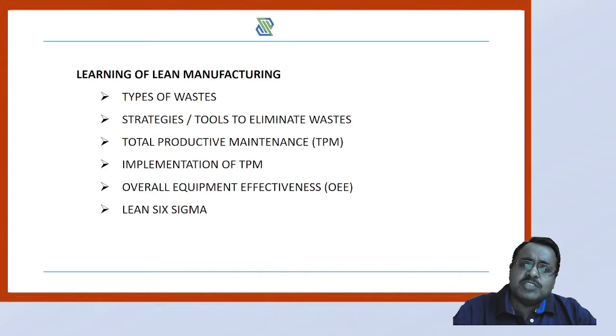How many types of waste there are and how to control them, all these things. Then strategy and tools to eliminate this waste. Many of these wastes are unwanted; they can be eliminated, they can be reduced to a negligible level. So how this wastage can be reduced to a negligible level, you are going to learn with some case studies or live examples.